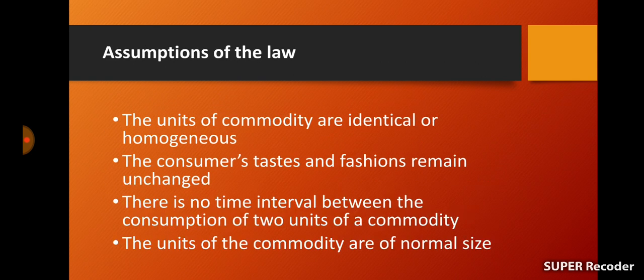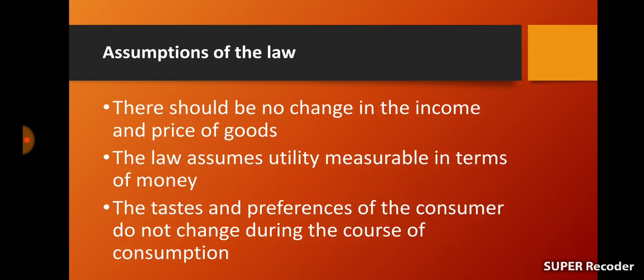And now the assumptions of the law of diminishing marginal utility. First assumption is that the units of the commodity are identical or homogeneous. Otherwise, the law of diminishing marginal utility will not be applicable. The consumer's taste and fashions remain unchanged. There is no time interval between the consumption of 2 units of a commodity. And the units of a commodity are of normal size. If it is too small or too big, the law will not be applicable.